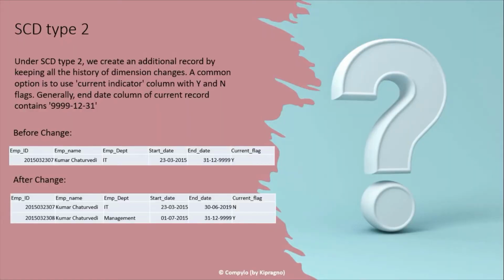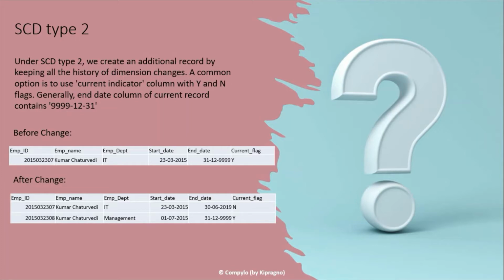What is SCD type 2? Under SCD type 2, we create an additional record by keeping all the history of dimension changes. A common option is to use a current indicator column with Y and N flags. Generally, the end date column of the current record contains 9999-12-31 as the date.